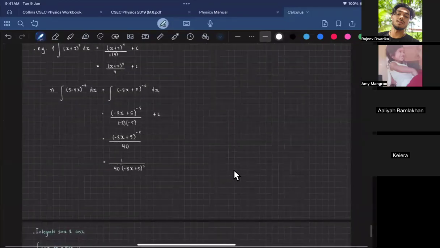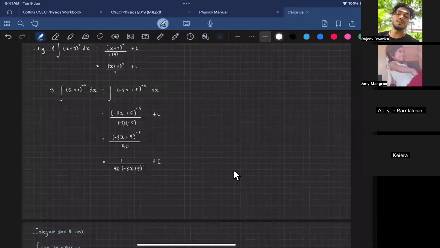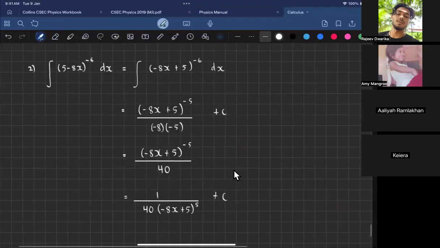Yeah, plus c, right? Yeah. So if you want to add in an extra part, sure. Why not?